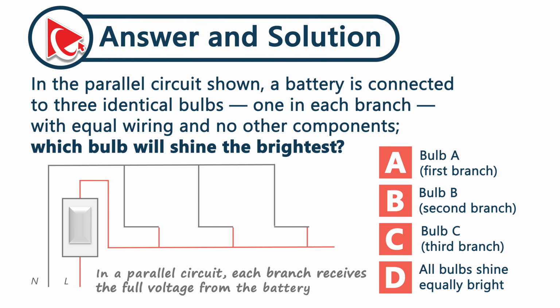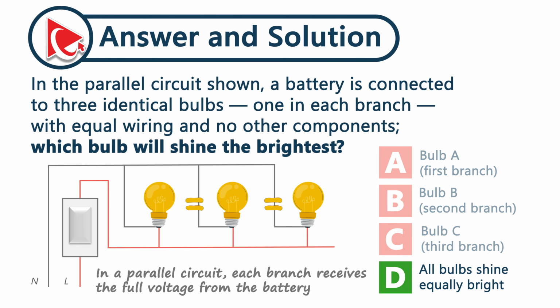In a parallel circuit, each branch receives the full voltage from the battery, so all identical bulbs shine with equal brightness, and the correct answer here is choice D.